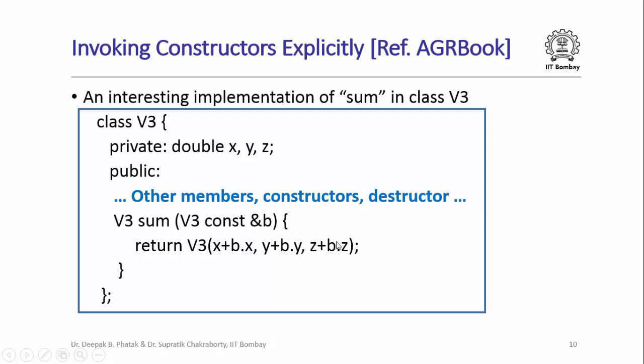So once I figured out the x, y and z coordinates of the resulting sum, I'm simply going to call the constructor function of the class v3 with these three as parameters. What that is going to do is it's going to allocate a temporary object of class v3, invoke the constructor function on that temporary object with these three parameters, and therefore the temporary object will have its x, y and z coordinates initialized to the desired x, y and z coordinates of the sum, and that temporary object of class v3 will be now returned by this member function sum.